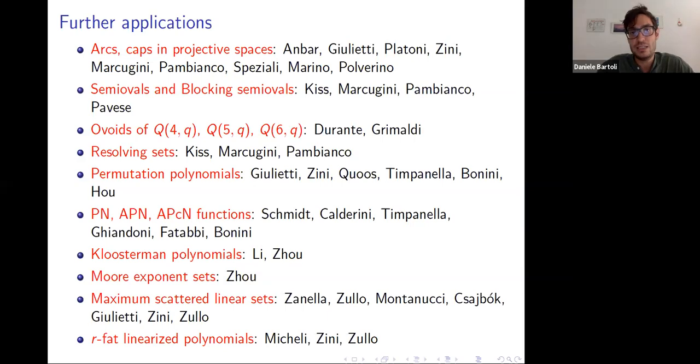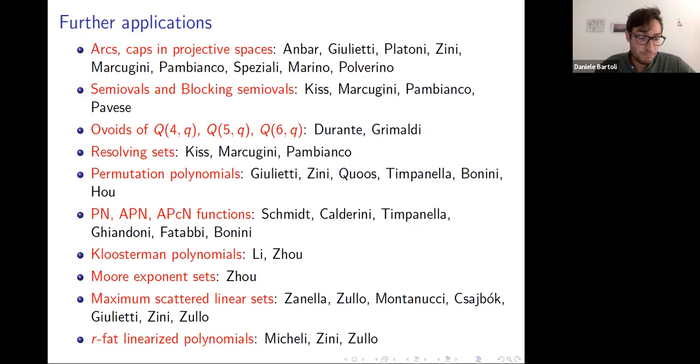Well, this is the final slide of my talk. I just presented a few connections between problems arising from polynomials or combinatorial problems, let's say, and algebraic varieties over finite fields. But together with my co-authors, we could attack also other different problems connected with other objects. So, for instance, objects in finite projective spaces like arcs, caps, or semi-ovals or blocking semi-ovals, but also ovoids of Q(4,q), Q(5,q), and Q(6,q).